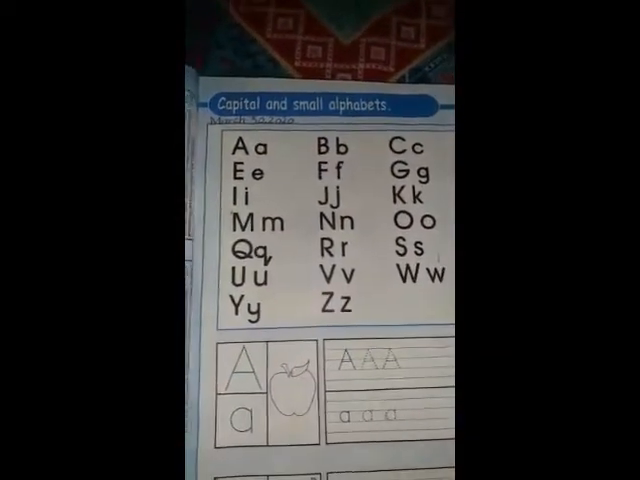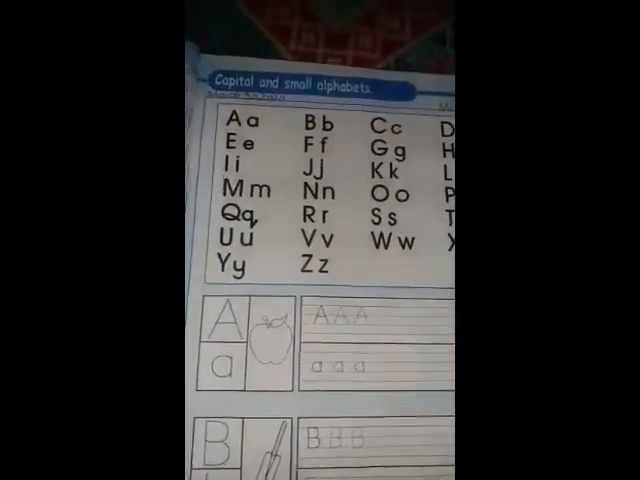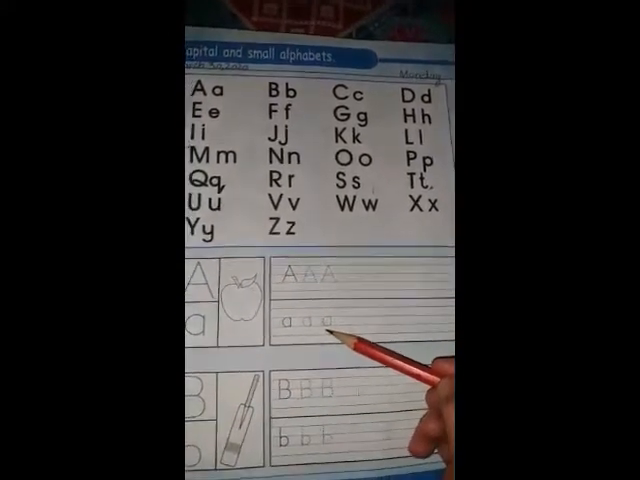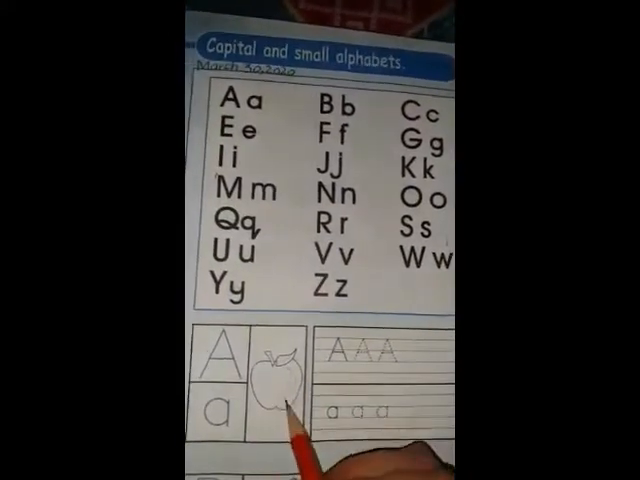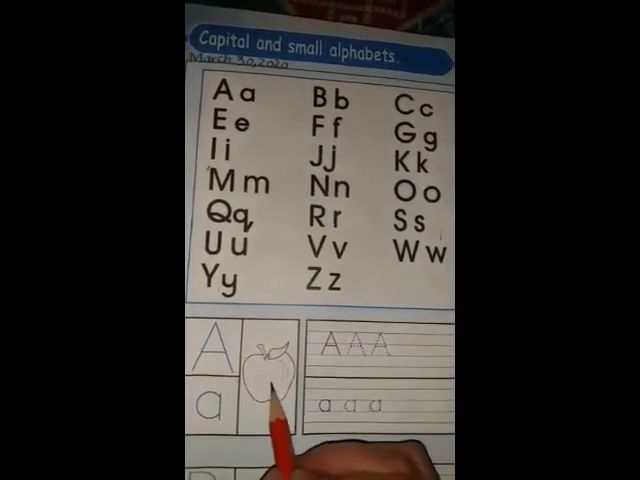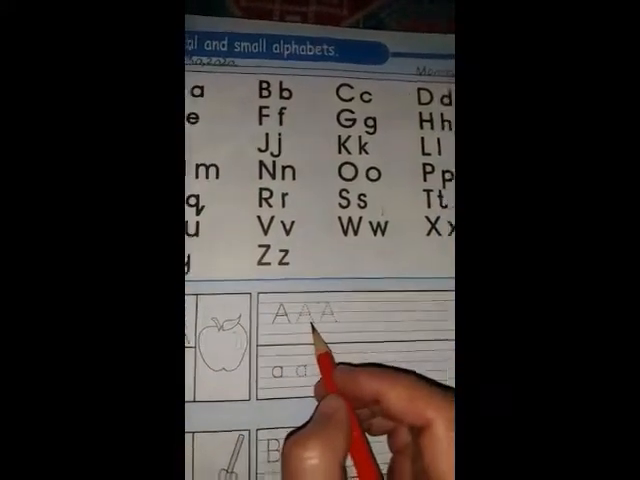Okay, now let's start the second question. There are capital A and small A. Now we trace these letters. First of all, we color in A, apple. A, apple. We trace capital A.